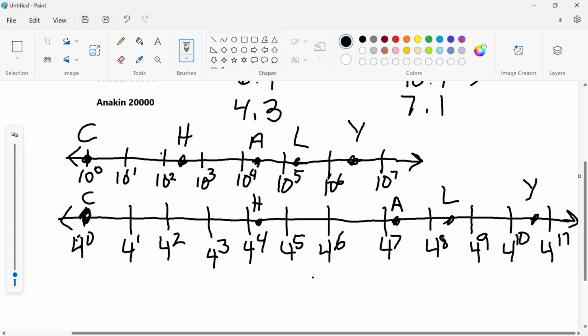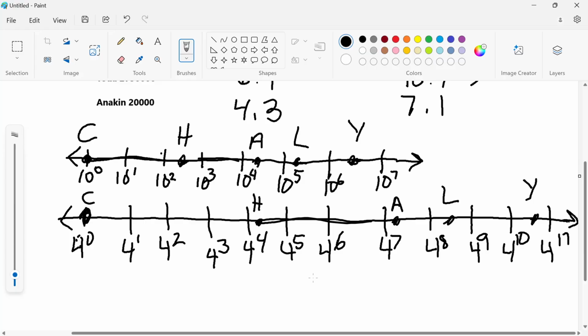Notice in the 10 scale, the difference between C and H is the largest distance. Same thing here, distance between C and H, largest distance. Distance between H and A is the second largest. Same thing in the 4 scale. But see how the 4 scale is drawn out, because it takes larger powers of 4 to get to the same number as the powers of 10.